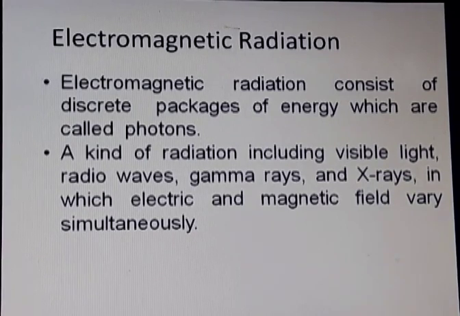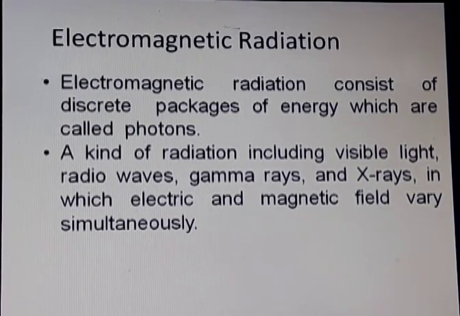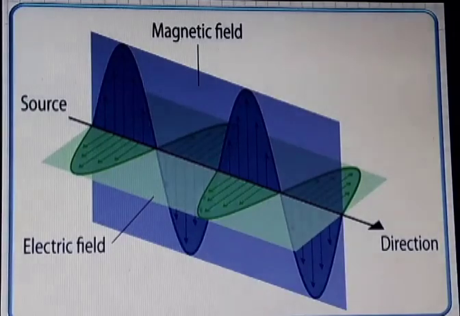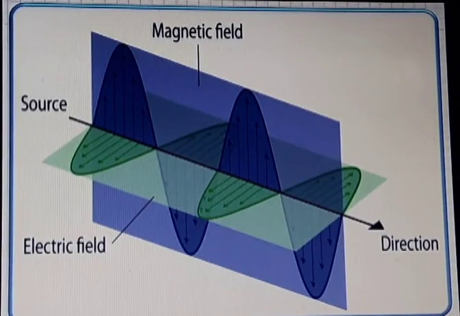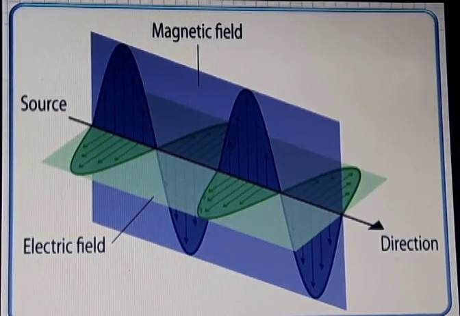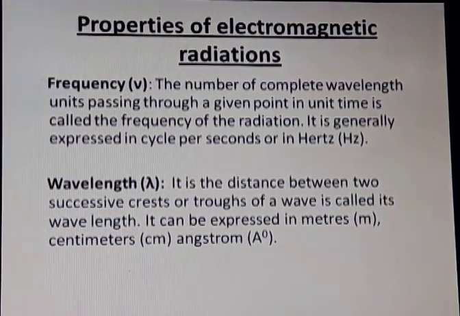Now, electromagnetic radiations consist of discrete packages of energy which are called photons, a kind of radiations including visible light, radio waves, gamma rays and X-rays in which electric and magnetic field vary simultaneously. This is the figure of electromagnetic radiations where you can see magnetic field is perpendicular to electric field. Now, properties of electromagnetic radiations.